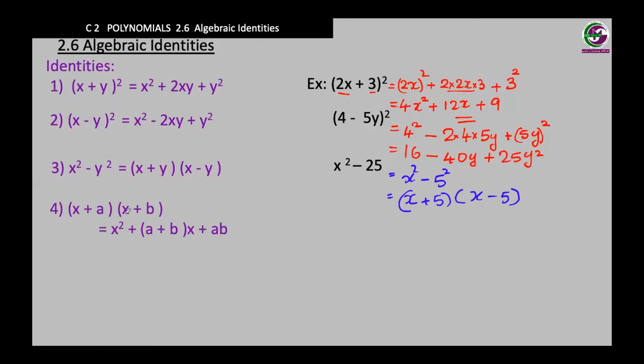Let's see the next identity. (x plus a) times (x plus b). Here you need to be careful a little bit. First terms should be the same, x and x, but the second terms can be different. It can be plus or minus. Anyway, we will take the sum. So the identity is x squared plus the sum of the second terms, the term in the first bracket and the second term of the second bracket. Add these two, put the letter x or the first term only once, no square, and then multiply them: second term of the first bracket multiplied by the second term of the second bracket. Let's see an example.